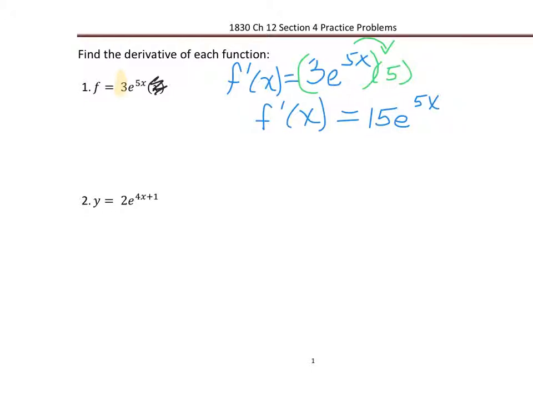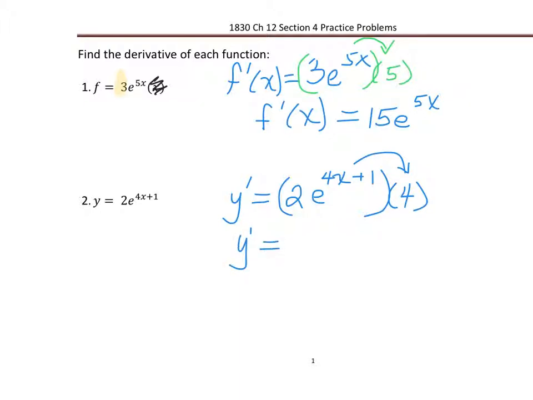In our second problem, we have 2 as a multiplier, so our derivative is going to carry along that 2. And then our exponential expression is e to the 4x plus 1. So the derivative of that is e to the 4x plus 1 times the derivative of 4x plus 1, which is 4, or 4 plus 0, since the derivative of 1 is 0. And that means then that y prime will be 4 times 2 is 8 e to the 4x plus 1.